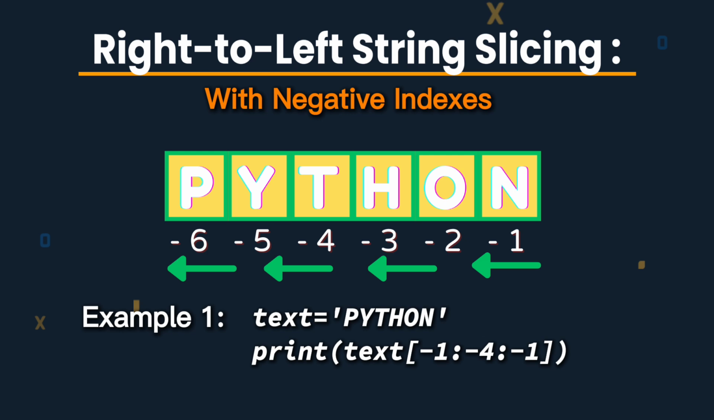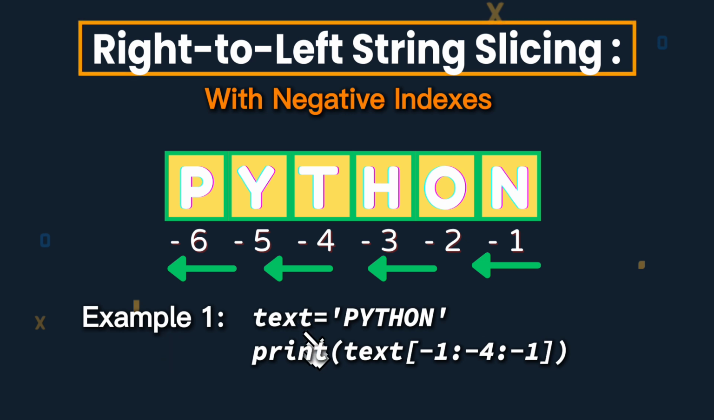Let's explore a simple example of right-to-left string slicing in Python using negative indexes. Text equals Python. This assigns the word Python to the variable named text. Now take a look at the next line. Print slice text from -1 to -4 stepping by -1. At first glance, this might look a bit confusing, but let's break it down.